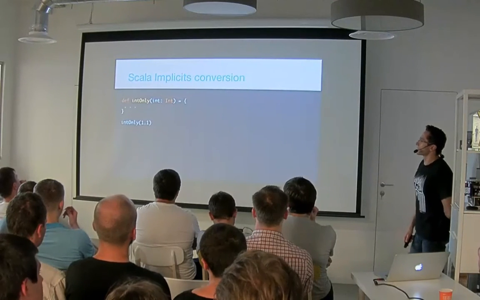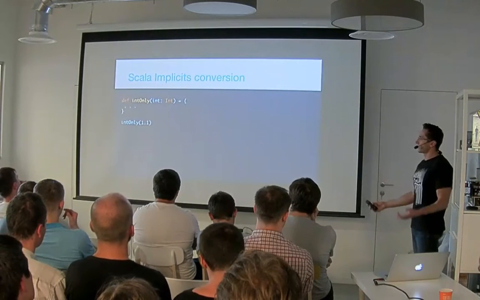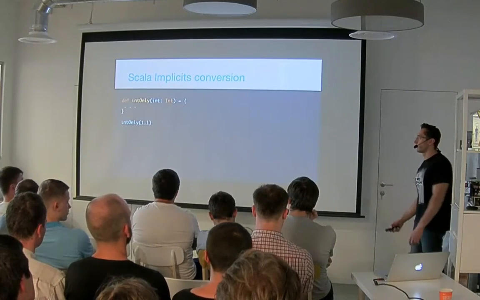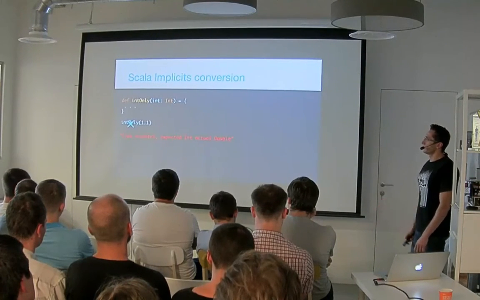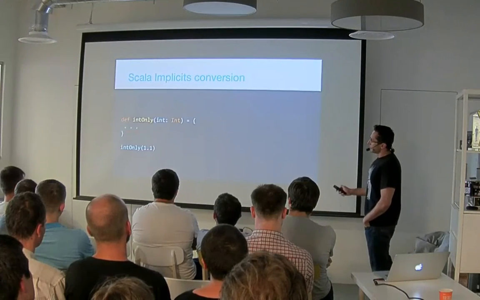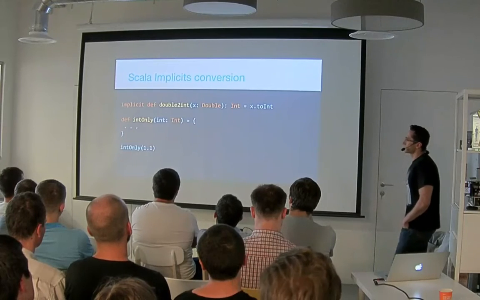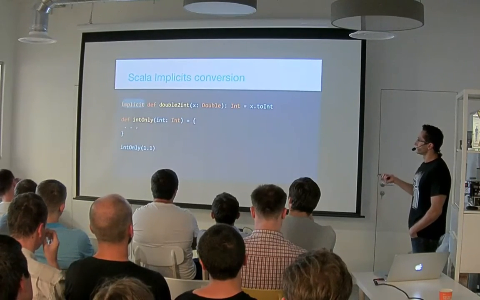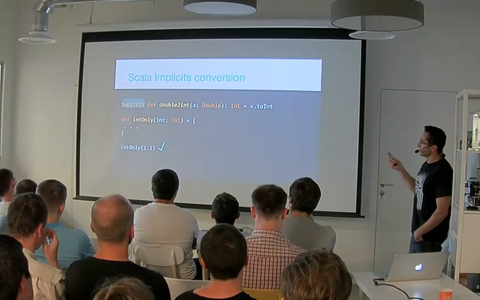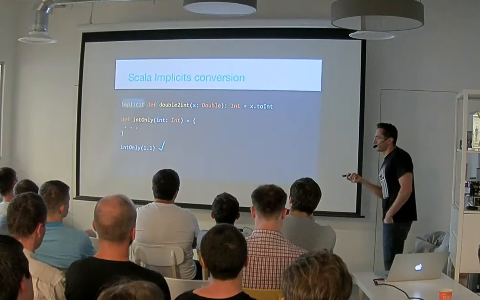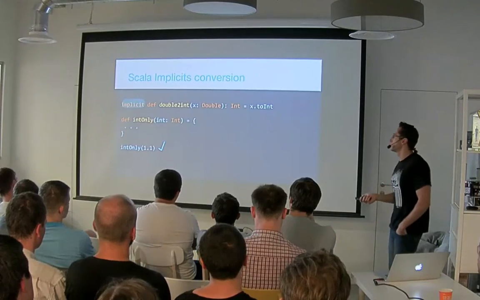Now the implicit conversion. If we have a function that accepts only int and we're trying to invoke it with 1.1, the compiler will say type mismatch, expected int, actual double. But if I add an implicit conversion from double to int, the compiler will know to call this function to apply it, and the invocation of the int-only method with 1.1 will be valid.